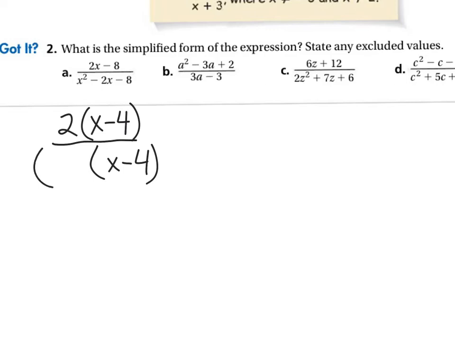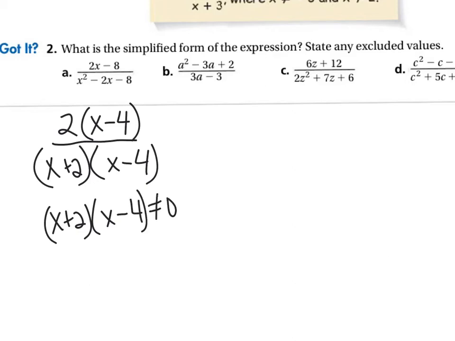And then it's just a question of what our other factor is. I went ahead and put the x minus 4 underneath the other x minus 4, because if it's there, then I'm going to cancel it out. It doesn't have to be in that position. So our other factor here would be x plus 2. Now what we need to make sure we remember is that we still need to state our excluded values. So our denominator can't equal 0.